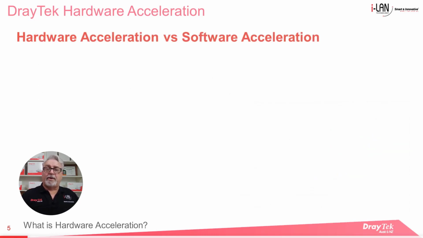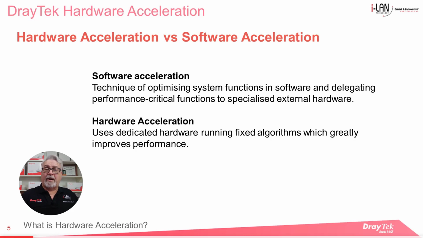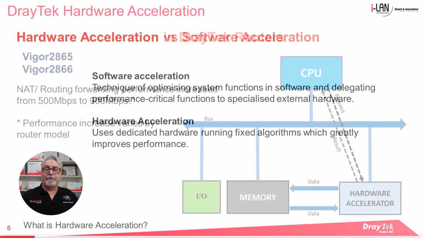We sometimes see the term software acceleration. How is that different to hardware acceleration? Well, software acceleration is the technique of optimizing system functions in software and delegating performance-critical functions to specialized external hardware. Hardware acceleration uses dedicated hardware running fixed algorithms to greatly improve performance.